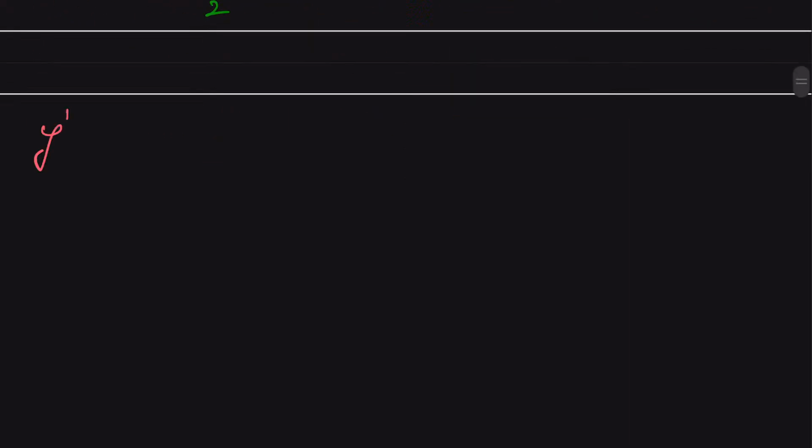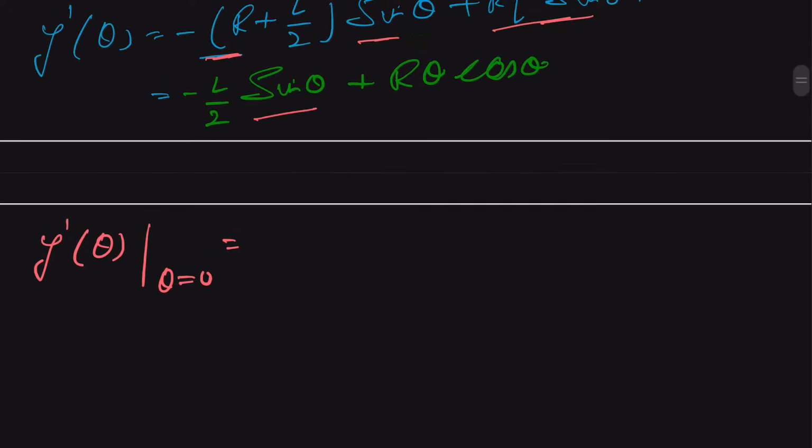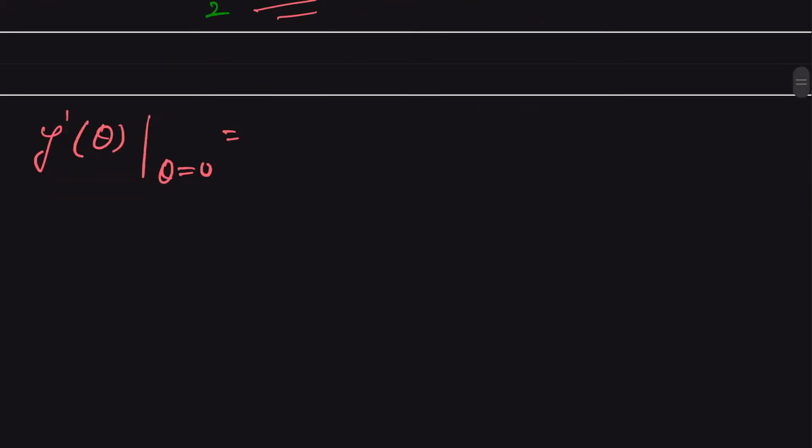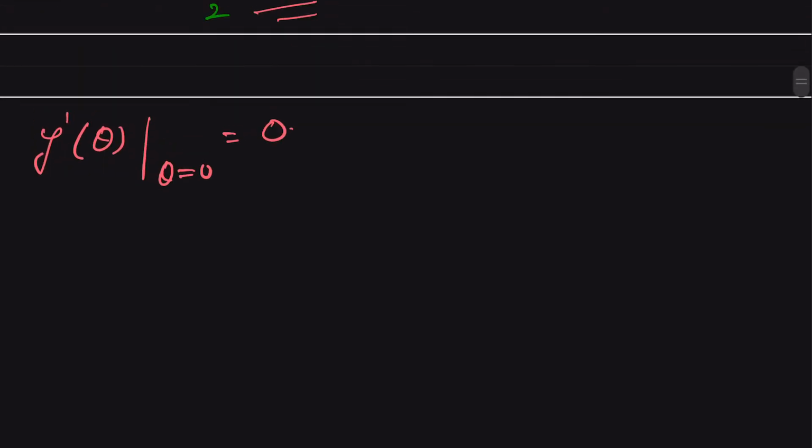So we can say our y prime at theta is equal to 0. So sine 0 is 0 and cos 0 is 1, but this is our theta, so that is 0. So we get this will be equal to 0. Now we got that the first derivative is equal to 0, and now we find the second derivative.